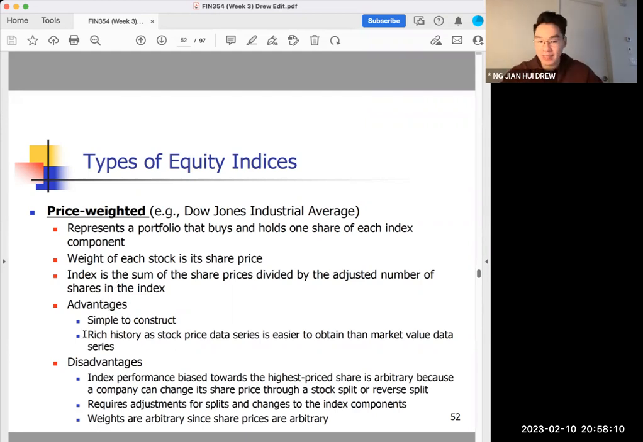So there are some advantages and disadvantages. Stock prices are readily available. You can construct this portfolio based on stock price, right? Disadvantage, of course, stock prices change every day. You might need to do a lot of changes, buying and selling. Of course, when a stock splits and the price is cut by half, right, then you have to reweigh your portfolio. Of course, it's biased toward the highest price.